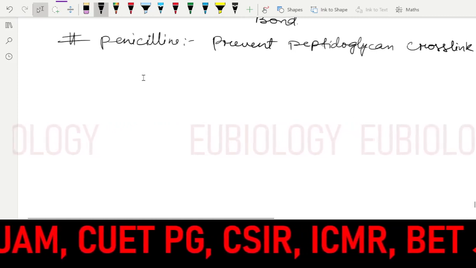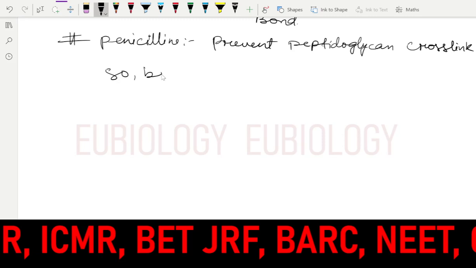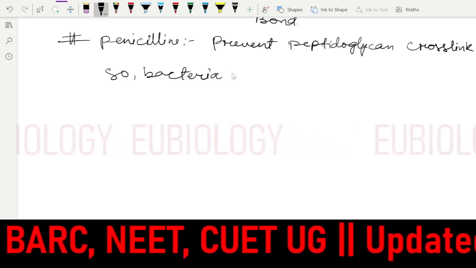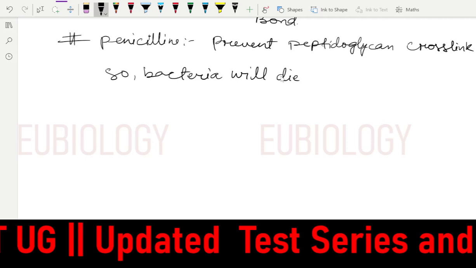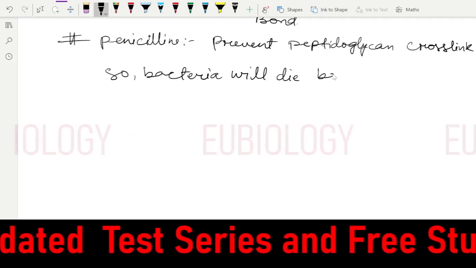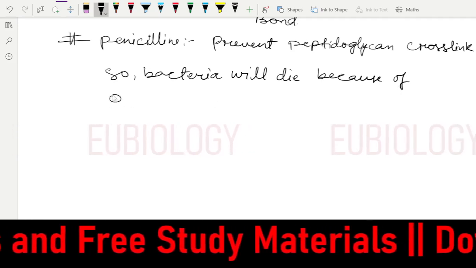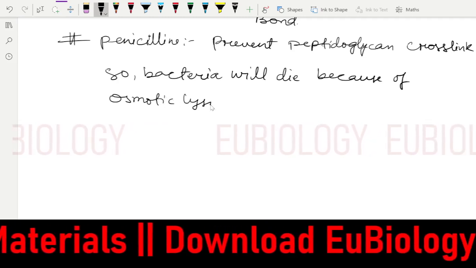Hence bacteria die. So bacteria will die because of osmosis, osmotic lysis.